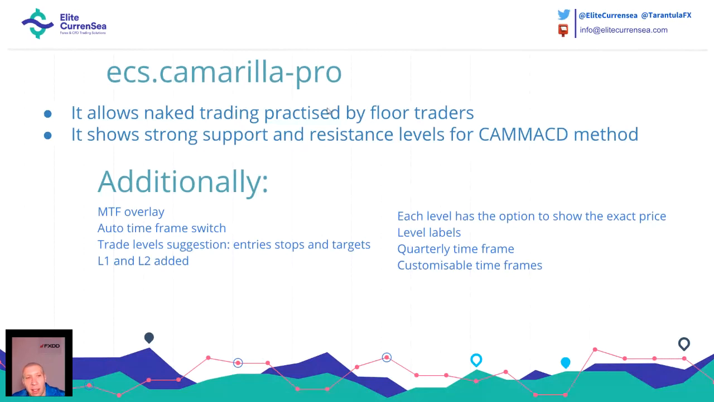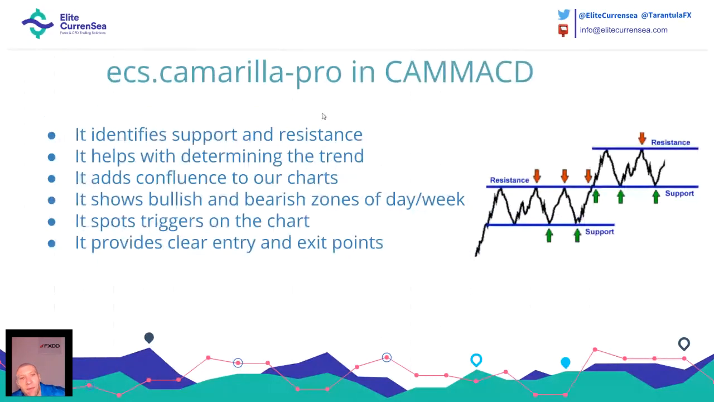The Camarilla.Pro indicator is used to identify support and resistance levels. It also helps you with determining the trend. It adds confluence to the chart, so you can find better entries. It also shows bullish and bearish zones of the day or week. It spots triggers on the chart, and it provides clear entry and exit points. That is very important, that you know it provides clear entry and exit points.